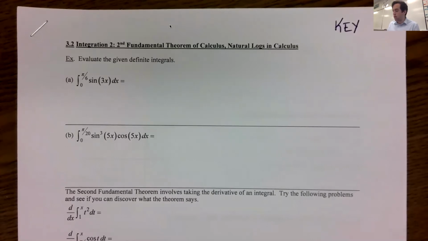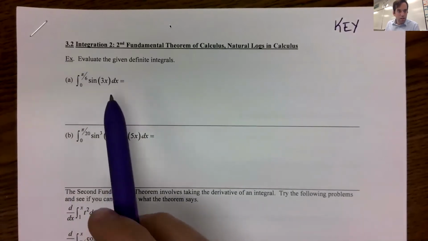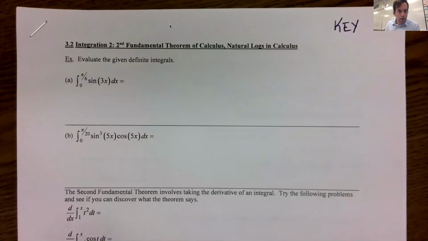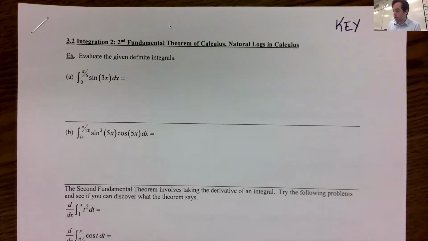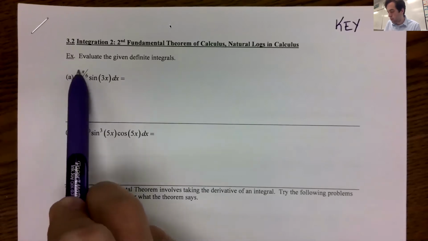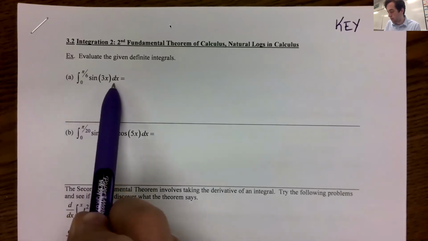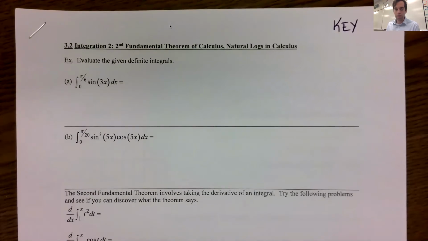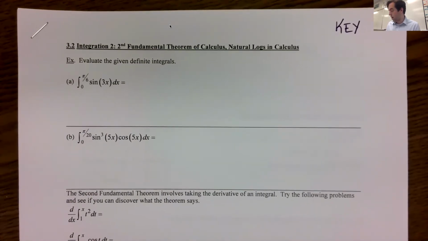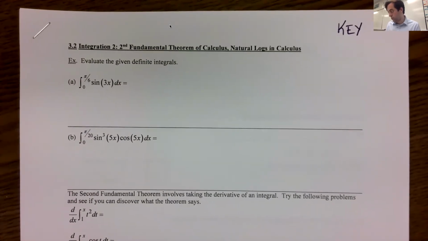Okay, here we go. So again, here's lesson 3.2. We're going to get started. So example 1. Evaluate the given definite integrals. If you take a look here, we're going from 0 to pi over 6 of sine of 3x dx. And we're going to do this using our integration rules. This is technically a u substitution style question.